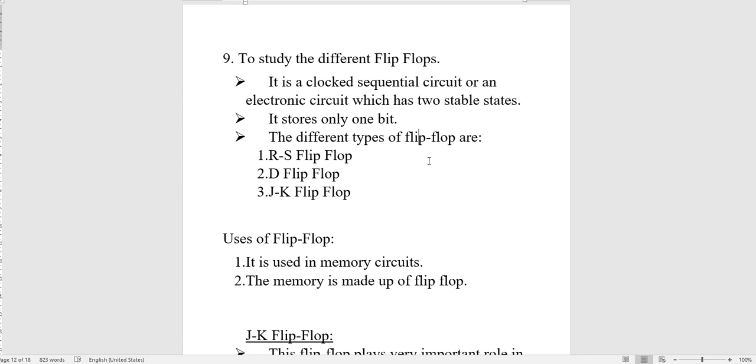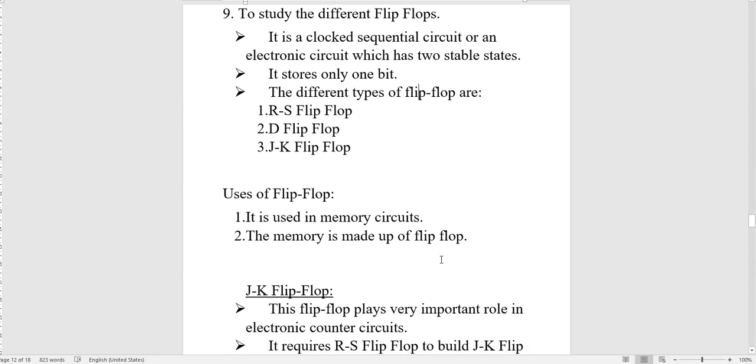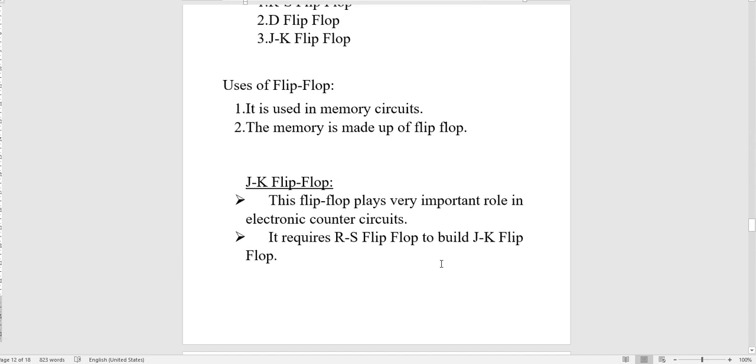Now what is the exact use of a flip-flop? Mainly these flip-flops are used in memory circuits. Whatever circuits are designed, the memory is made up of flip-flops. This is the use of a flip-flop. In this practical we will study two flip-flops, the RS flip-flop and the JK flip-flop. First of all we will study the JK flip-flop.